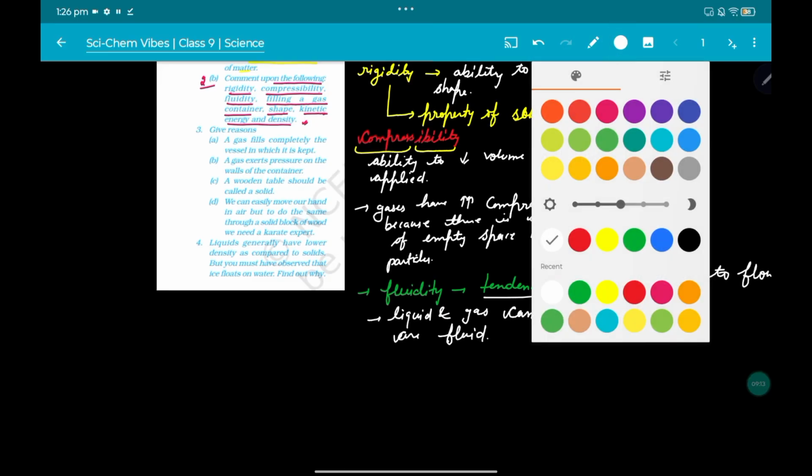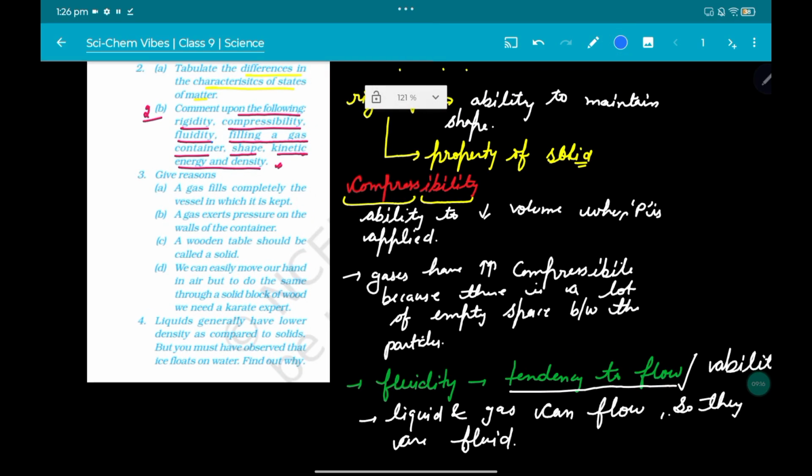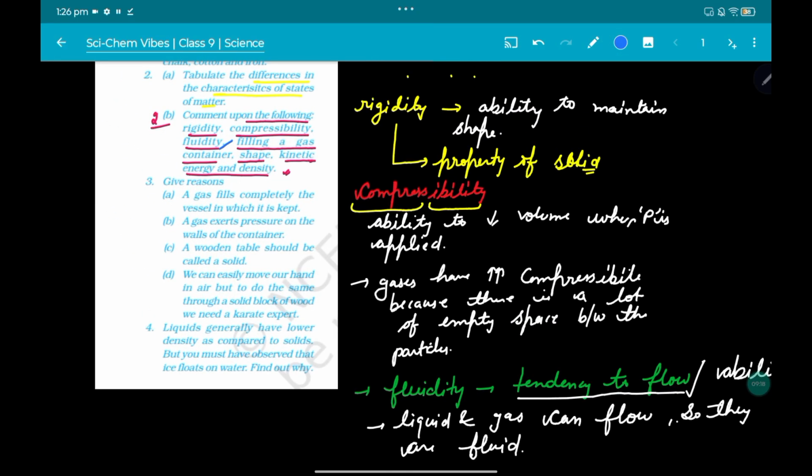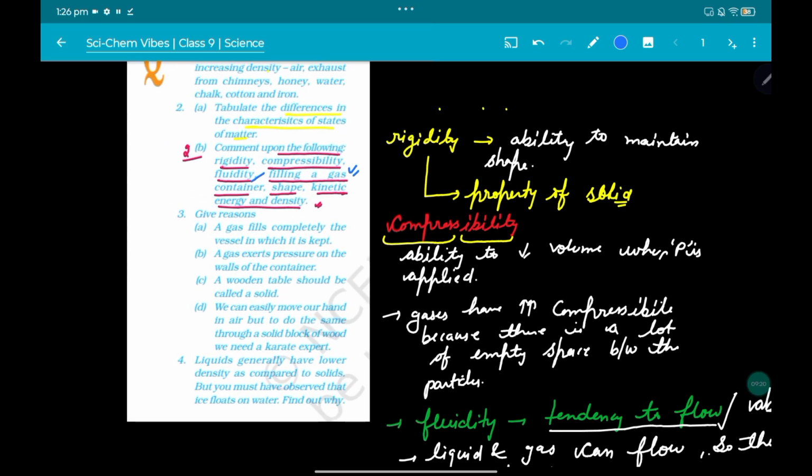Next one is filling a gas container. We know that gas particles have a lot of space between the particles. That's why it is highly compressible, and due to being highly compressible, it is filled in the container easily. Gas particles move freely in all directions, so they spread and fill the entire container.